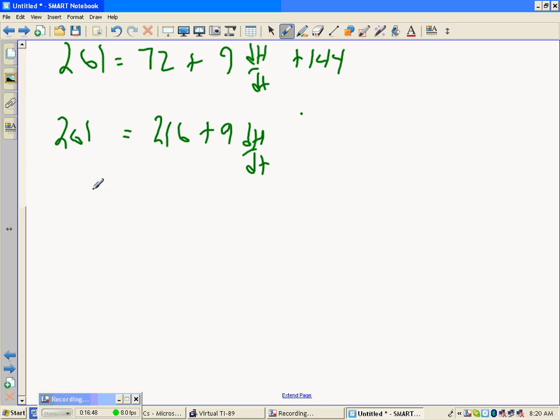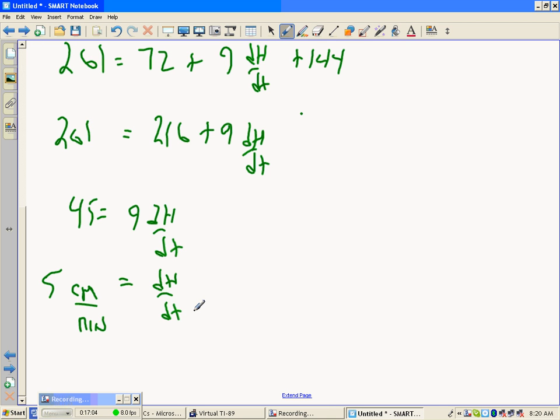45. Perfect. Okay, so it's 45 equals 9 dh dt. So dh dt is simply 5. Don't forget the units though. 5 centimeters because it's h, per minute because it's time. There you go. Perfect.